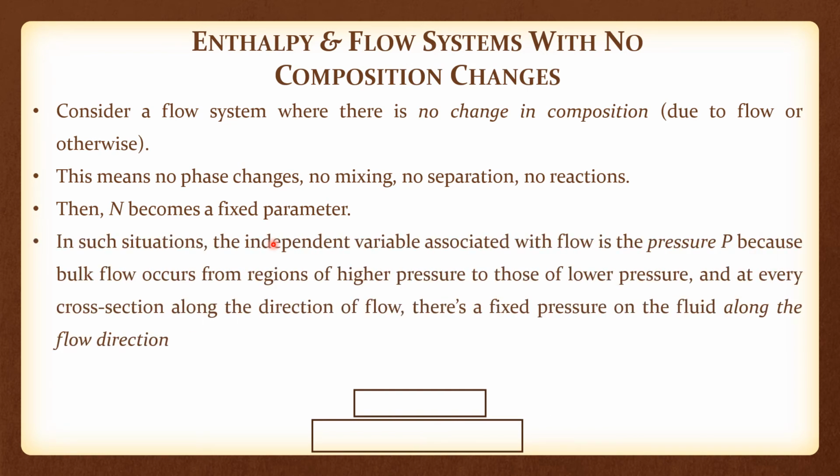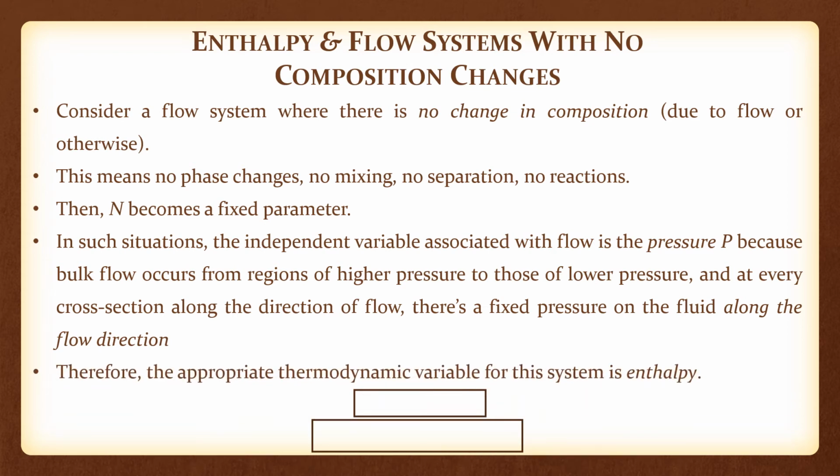In such a situation, the independent variable associated with the flow can then be simply seen as pressure, because bulk flow occurs from regions of higher pressure to those of lower pressure, and at every cross section along the direction of flow there is a fixed pressure. Pressure here, pressure here, pressure here, and so on, right? So the appropriate thermodynamic variable for this system at every point is pressure, the independent variable, and therefore the energy content is best captured by enthalpy. So this enthalpy is used for flow systems with no composition changes.